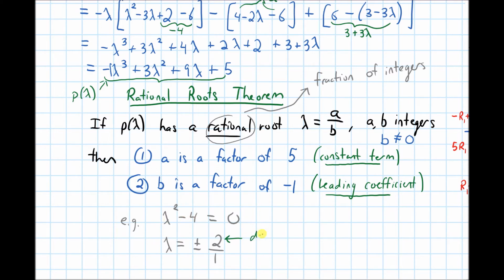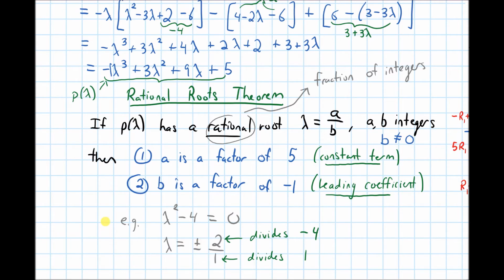Well, it divides the constant term. It divides the negative 4. And then the denominator, the 1, divides the leading coefficient. This divides the 1. There's technically a 1 in front of this lambda squared. So that's one way I could remember, oh yeah, the a, the number on the top, divides the constant term, and the number on the bottom divides the leading coefficient. We could come up with a simple example like this and just remind ourselves.